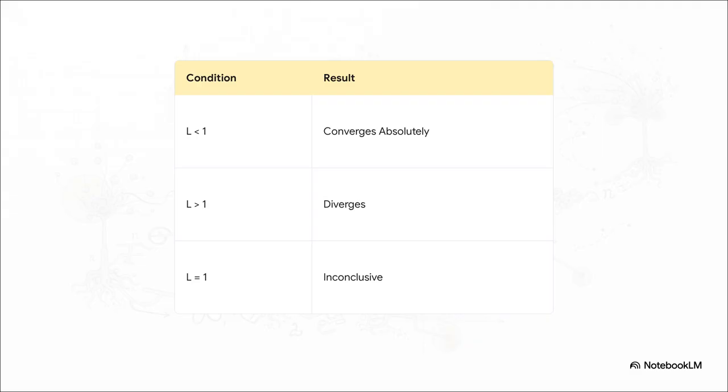And this is where it all comes together. Once you have your L, you just have to look at this table. It's super simple. If your L is less than 1, boom, the series converges absolutely. If L is greater than 1, it diverges. And if L is exactly equal to 1, well, the test is inconclusive. That just means we gotta try something else. But for now, think of this table as our roadmap to the final answer.